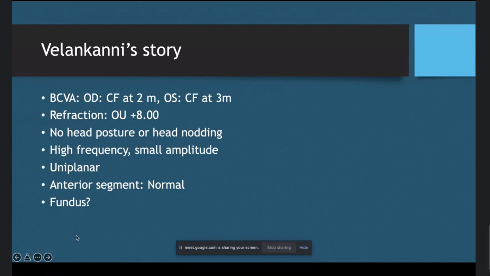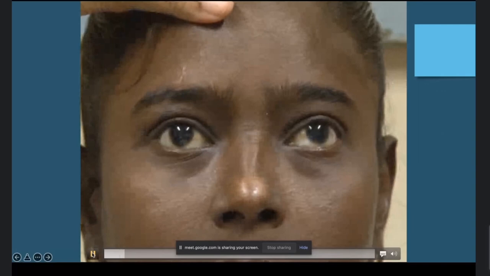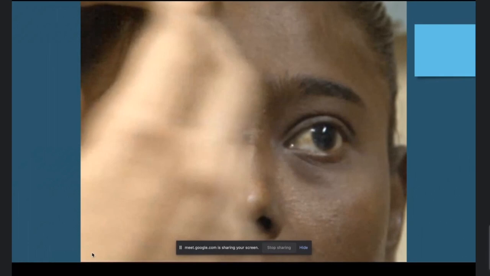But let's look at the nystagmus first. And then we look at the fundus. So everybody agrees this is a lady with nystagmus that is not uniplanar, that is doing some torsional also, a little vertical also, some horizontal also.